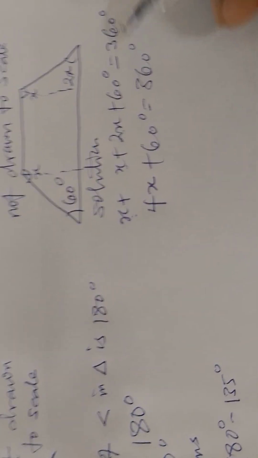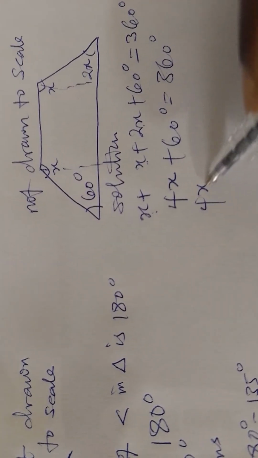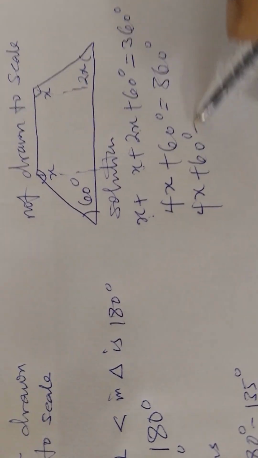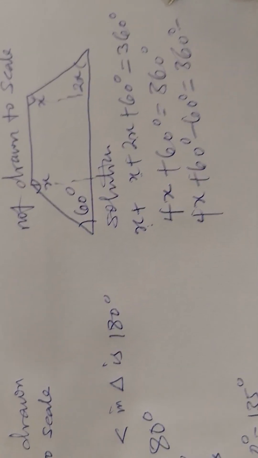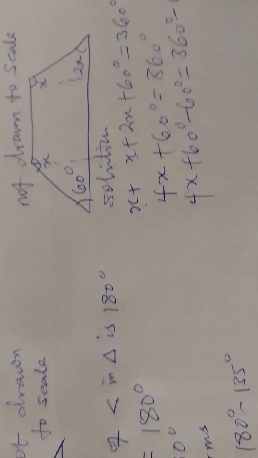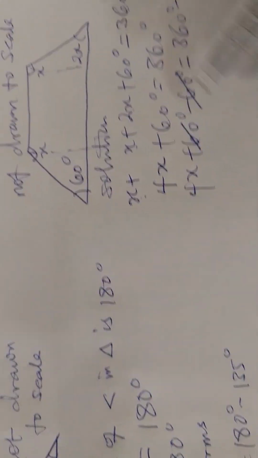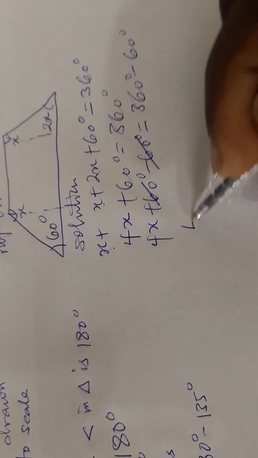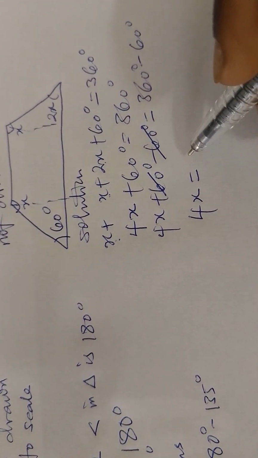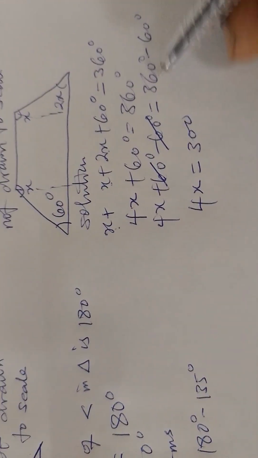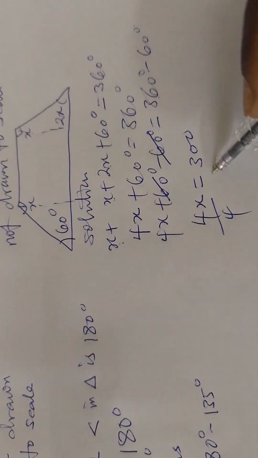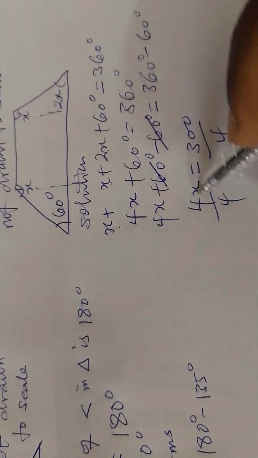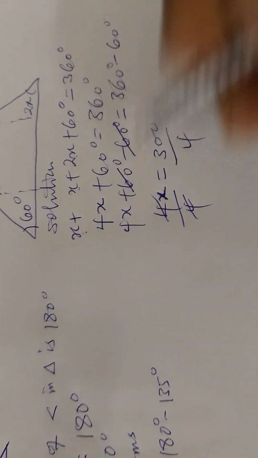So what I'm going to do now is 4x plus 60 degrees minus 60 degrees is equal to 360 degrees minus 60 degrees. So I'm subtracting 60 degrees from both sides so that this can cancel this. So I have 4x is equal to 300, right? 360 degrees minus 60 degrees is 300. So divide both sides by 4. Why am I dividing by 4? Because I'm finding the value of x, which is the unknown.